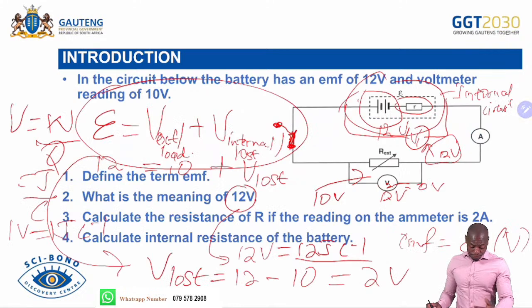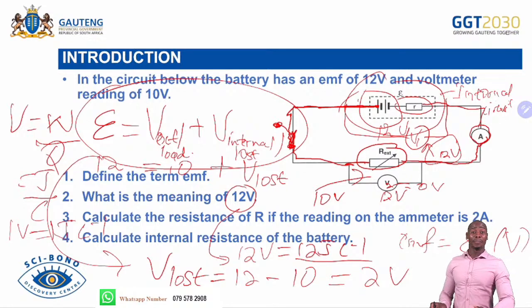Then calculate the resistance of R if the reading on the ammeter is 2 amperes. So what is important here, learners? You need to trace current. When you trace current here, you'll see that current flows as one. Even when it comes to this resistor, it's still flowing as one, and then through the ammeter, until the negative terminal of the battery. Remember here, we are using conventional current, which is from the positive terminal to the negative terminal. That is what you do when you are tracing current.